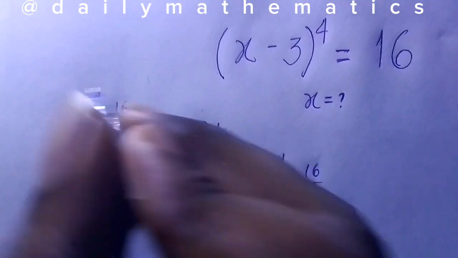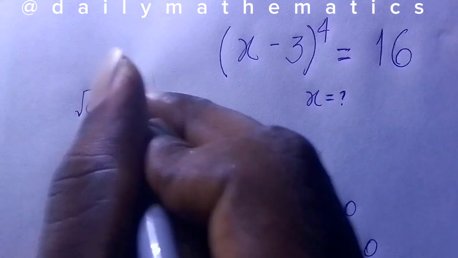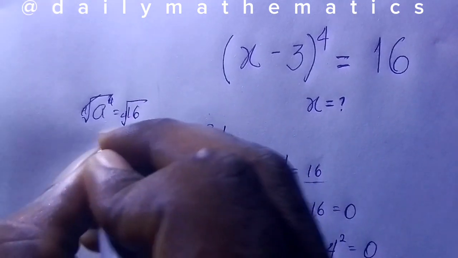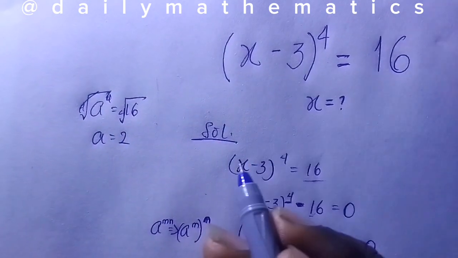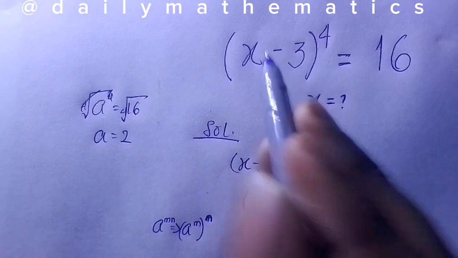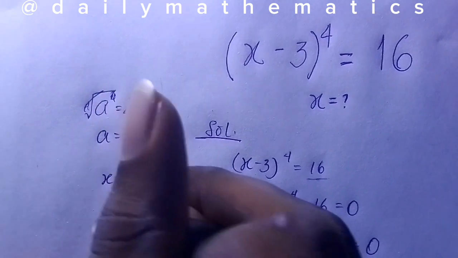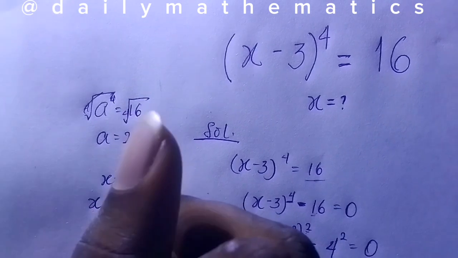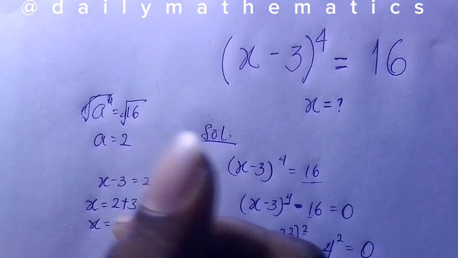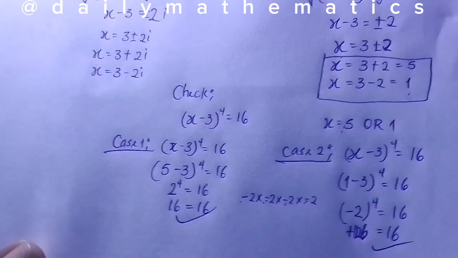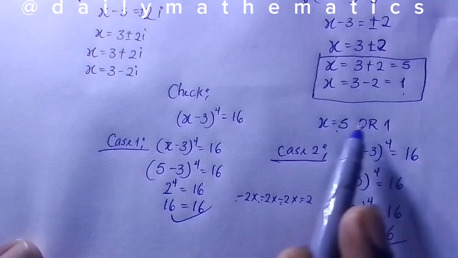By rooting both sides, right? Rooting both sides. So for this, cancel this, a equals 2, right? So that means this number is 2. So x minus 3, you see, is equal to 2, right? So x equals 2 plus 3, x equals 5. So you see, the value of 5 was part of what we got here, right? 5. So that brings us to the end.